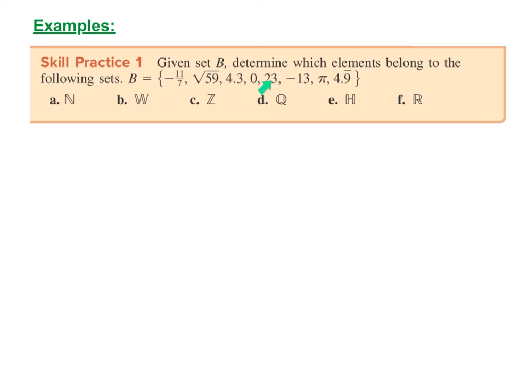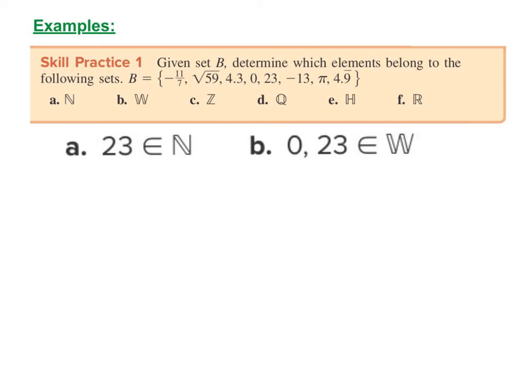23. Is anything besides 23 a natural number? No. Okay, 23 is an element of the natural numbers, and when you do your homework, you don't have to necessarily write it this way. Which ones are whole numbers? 0 and 20. Right, so now I add 0 to the group. For integers, what do I add to the group? Negative 13. So these three right here.